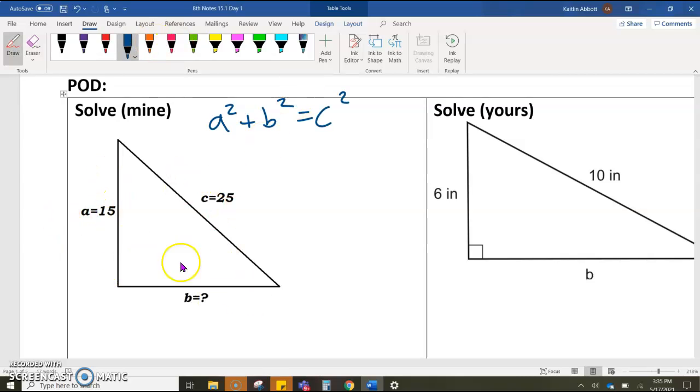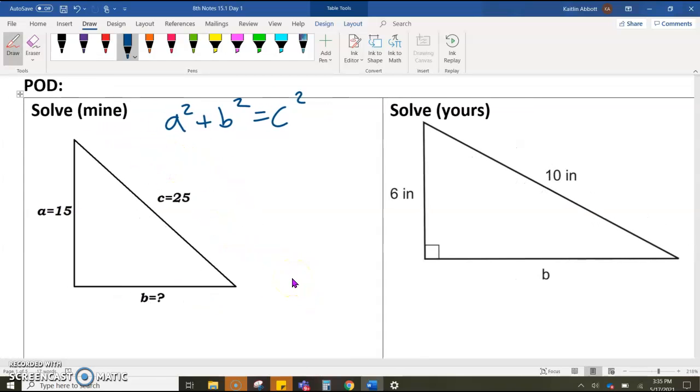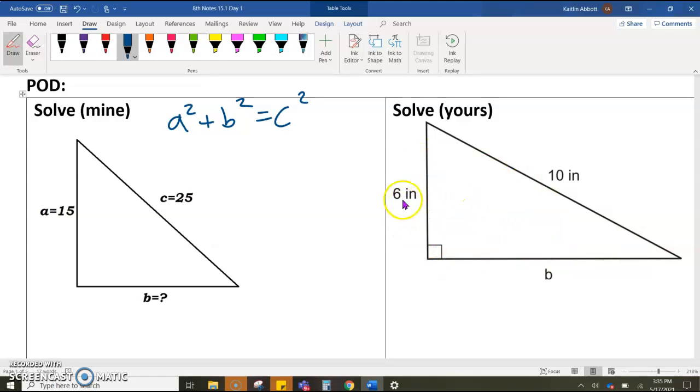This first one is labeled for us. So remember A and B are the legs, and it doesn't matter which ones. We have A and B, and C is always the longest side. It's the hypotenuse. So remember that because you have to do this one over here. So you have A, B, and this one is C, the long side. So we're going to set up our equation. We've got to solve for B because we don't know what B is.